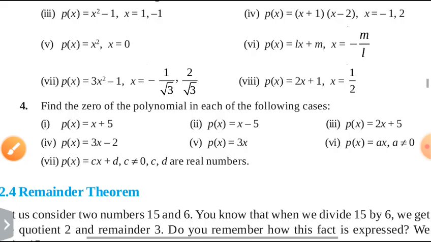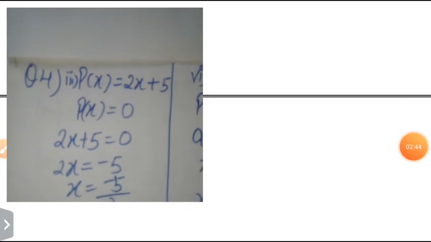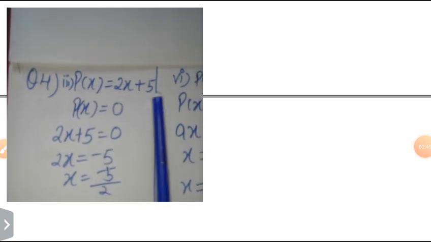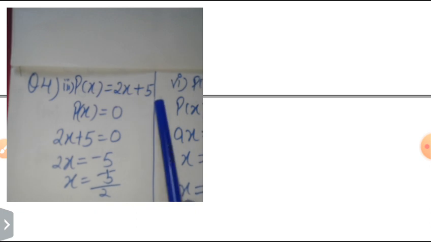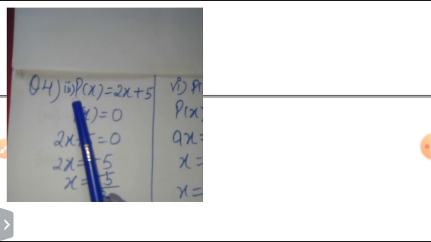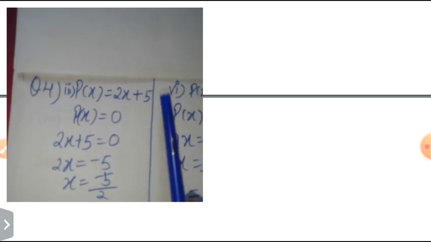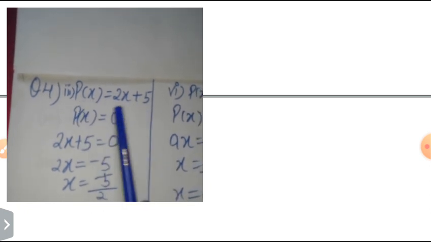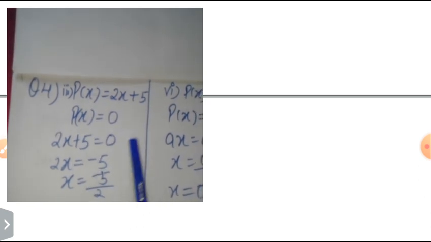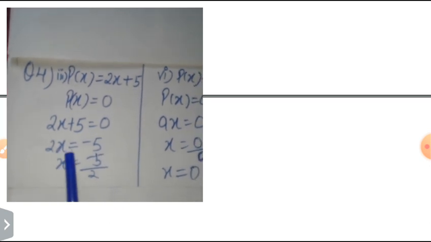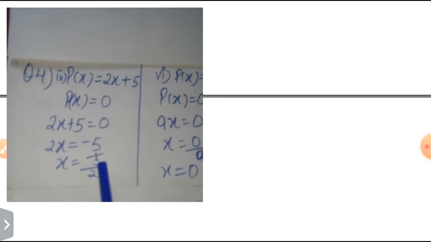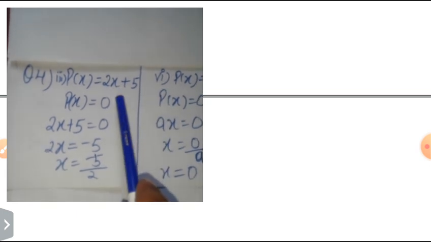See, in this question I have solved a few for you. You can see that p(x) is equal to 2x plus 5, and you have to find the zeros of this polynomial. Zeros means p(x) equal to 0. That means whatever the value of p(x), you will put it 0. The value of p(x) is 2x plus 5, so you will write 2x plus 5 equal to 0. So 2x is equal to minus 5, therefore x is equal to minus 5 upon 2. Hence x equal to minus 5 upon 2 is the zero of this polynomial.